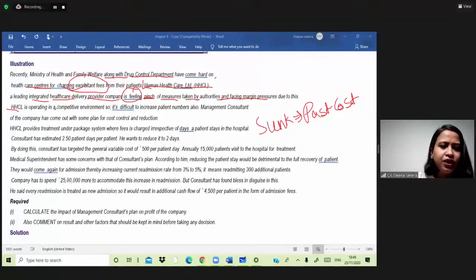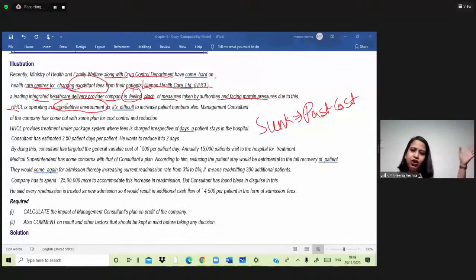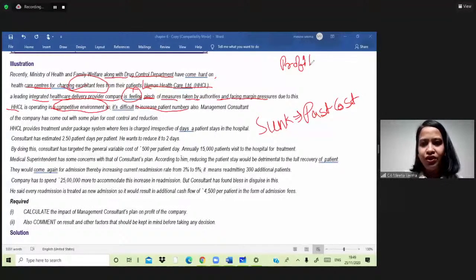HHCL is operating in a competitive environment. The environment is very competitive, so it means that there are many hospitals around them. So it means it is difficult to increase the number of patients. If the organization wants to increase its profit, there are two ways to increase the profit: either increase the fees per patient or try to increase the number of patients.